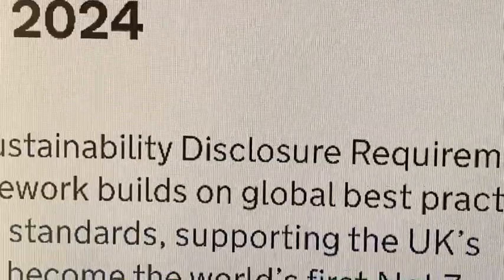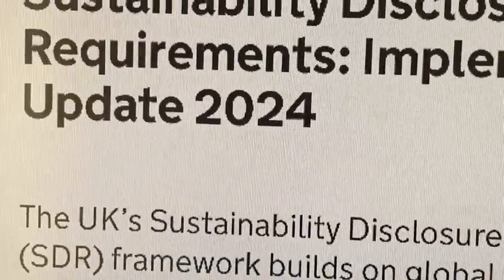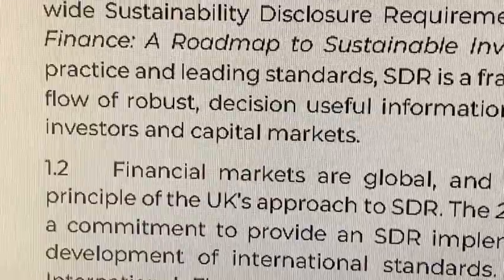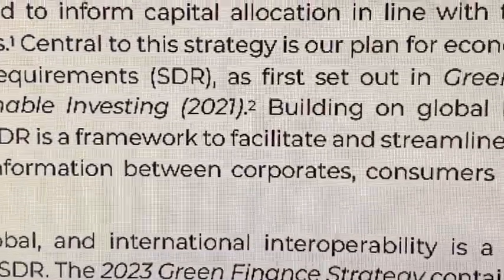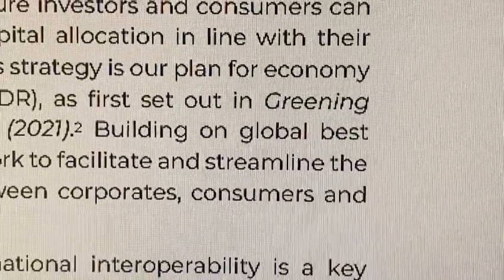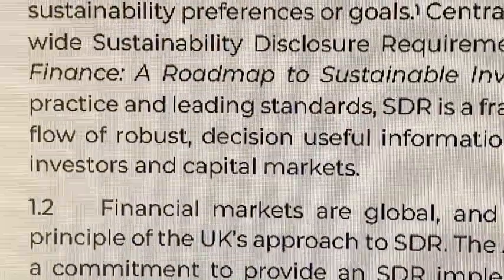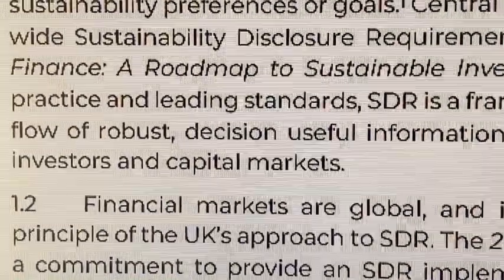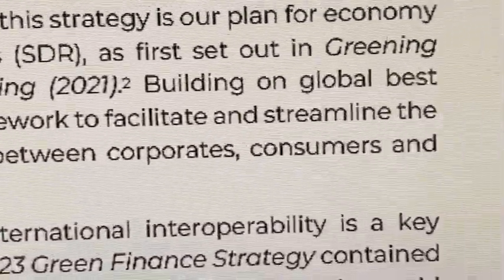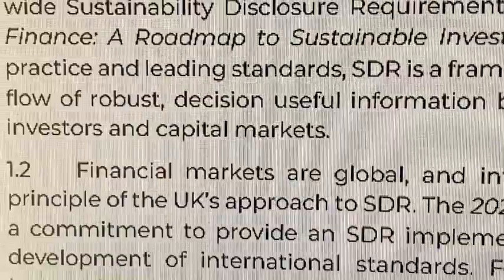So on the back of that, we have this Sustainability Disclosure Requirements document, which is a wider programme and it involves the FCA as well, or the Financial Conduct Authority. So the Green Finance Strategy overall is the UK government's long-term strategy to ensure that investors and consumers can access information to make informed decisions for the allocation of capital per sustainability preferences. And then there's the Sustainability Disclosure Framework, I'm just going to call it SDR. That is to facilitate and streamline robust, decision-useful information between corporates, consumers, investors and capital markets. So that's actually how are we going to be doing all of this reporting.